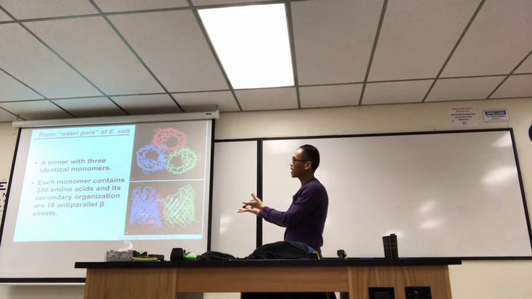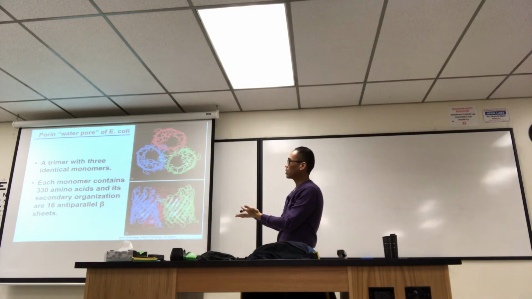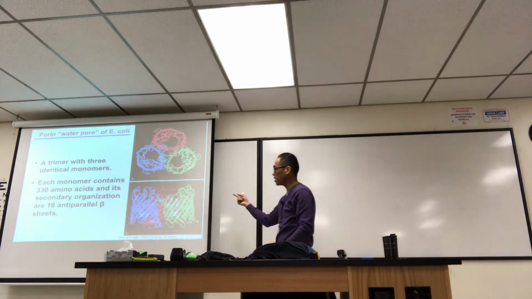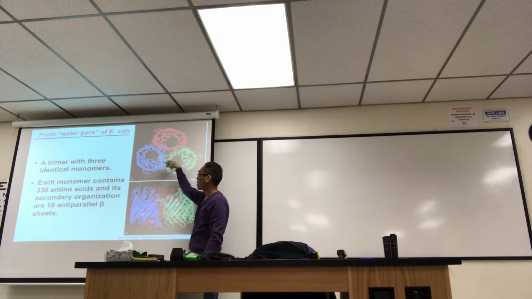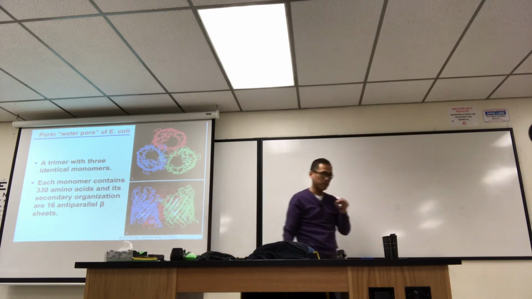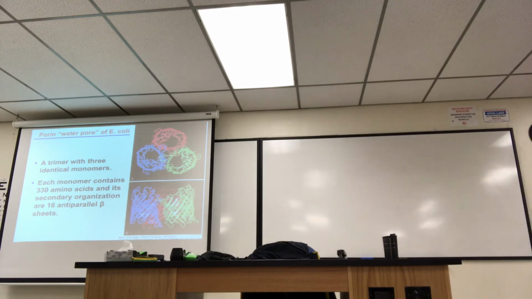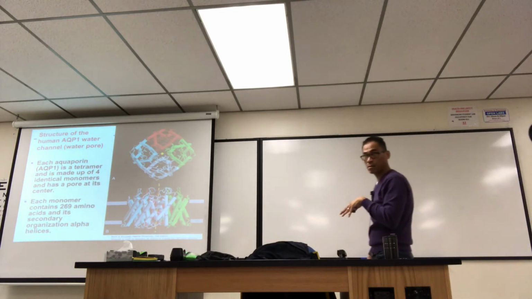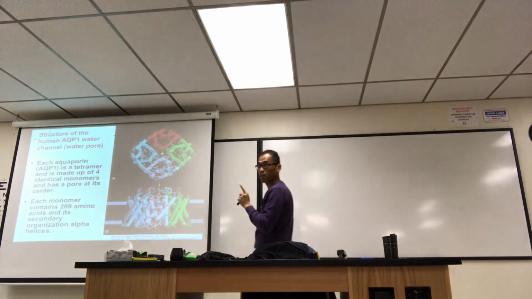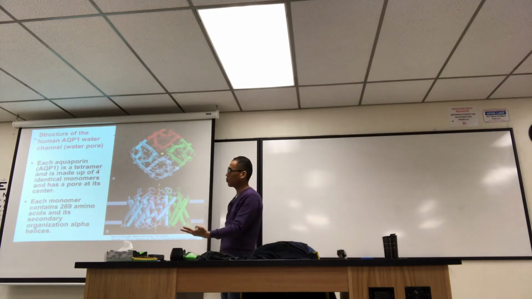Okay, so here's an example, a water pore of E. coli. I'm not going to write this one on the board, but you can see these are anti-parallel beta-pleated sheets. It's a trimer, so that's the quaternary structure. The one for humans you should know is aquaporin. That's going to come up in urinary. I don't know if you see that yellow dot right in the middle, in the top figure. That's the pore. It's called aquaporin, so you know it's a pore.